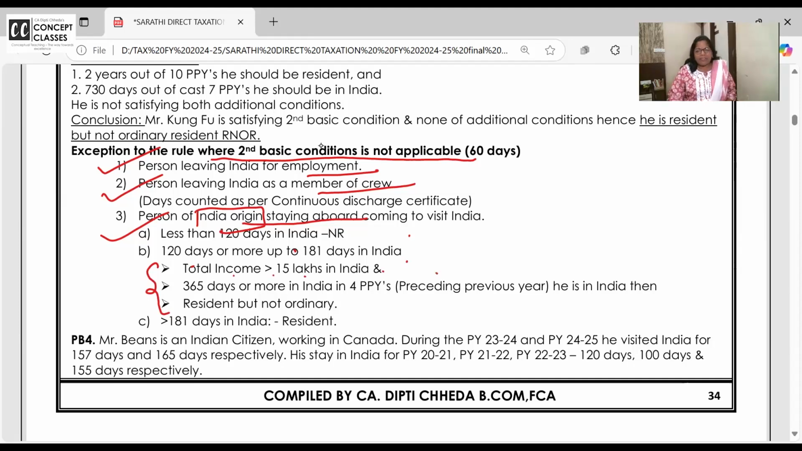Total income is more than 15 lakhs? Yes. In the last 4 years, 365 days you are in India? Yes. Resident, but not ordinary resident. And 181 days and more, so anyhow he is a resident.